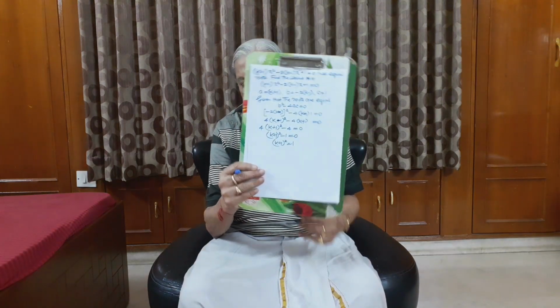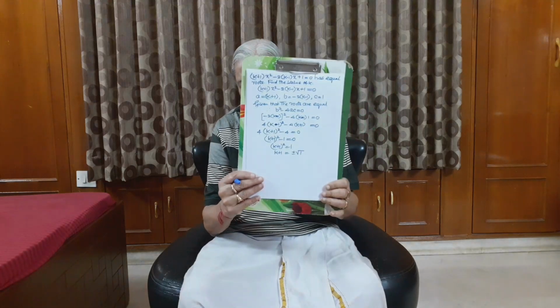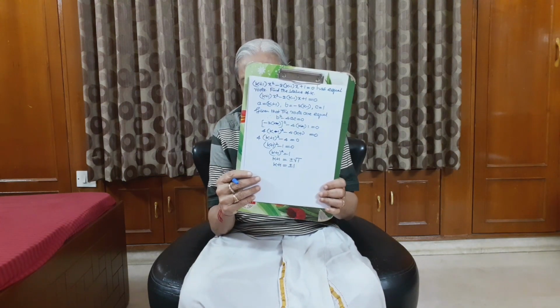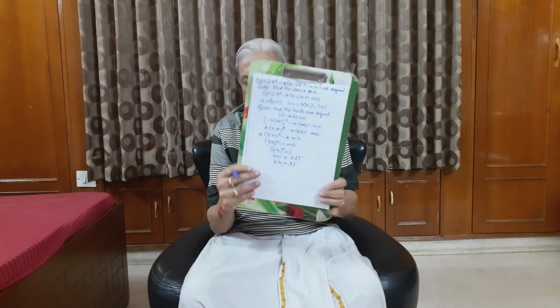Send it to the other side. k minus 1 the whole square is equal to 1. Take out the square root. k minus 1 is equal to plus or minus square root of 1. See that? k minus 1 the whole square is 1 means k minus 1 is equal to plus or minus 1. The square root of 1 is 1.